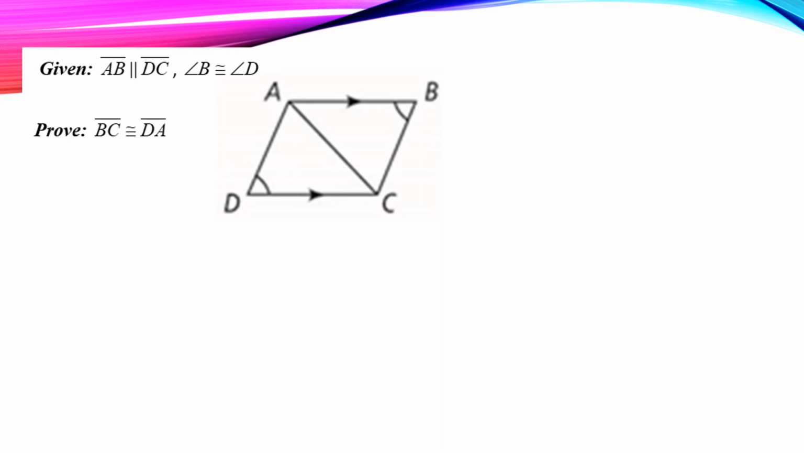AB is parallel to DC. And then angle B is congruent to angle D. Sometimes they're going to mark it on the picture for you, sometimes they're not. Our goal is, obviously, we're going to have to prove the triangles are congruent because we need to get some line segments congruent to another line segment in the other triangle. Right off the bat, I know that AC is congruent to AC by the reflexive property.